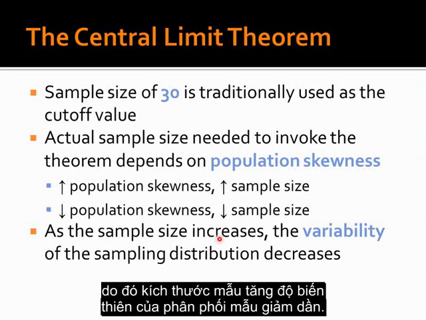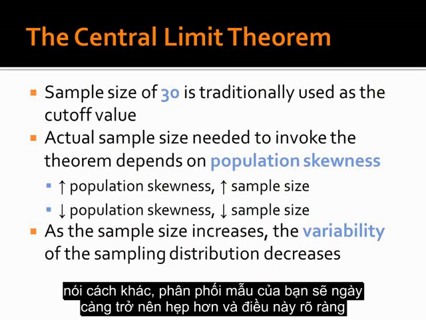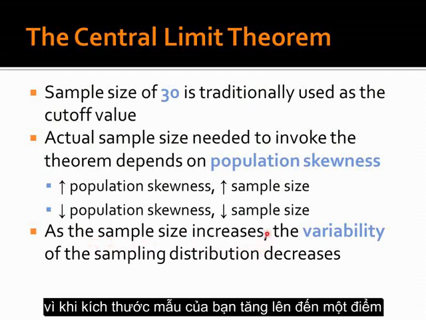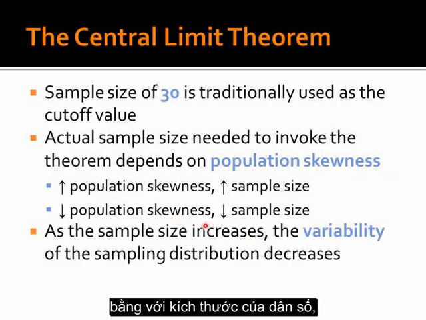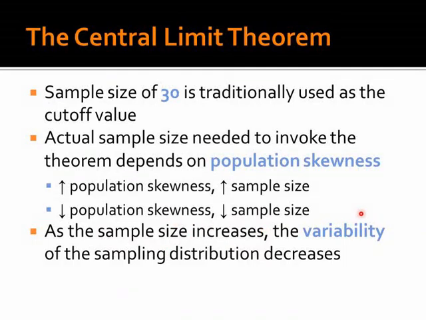So as the sample size increases, the variability of the sampling distribution decreases, or in other words, your sampling distribution is going to become more and more narrow. And this should be obvious, because as your sample size increases up to a point, the sample size equals the size of the population.